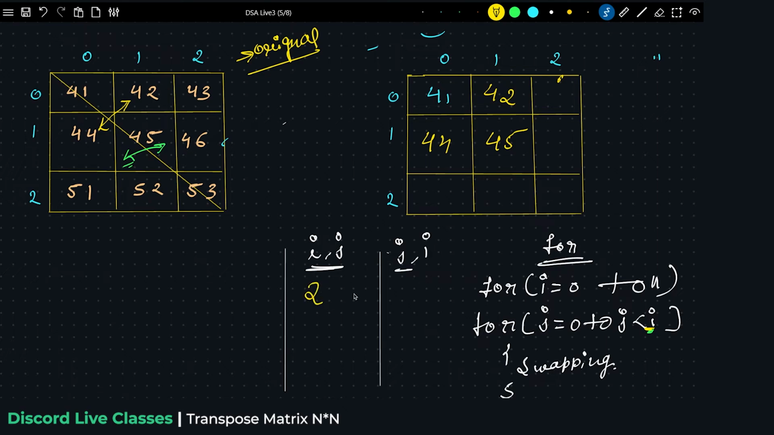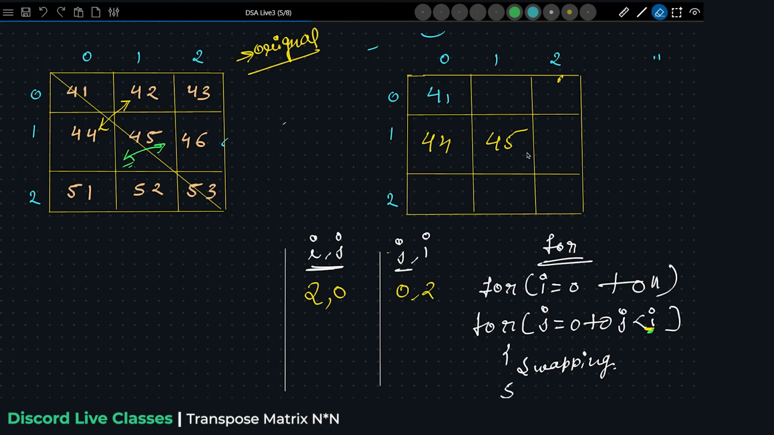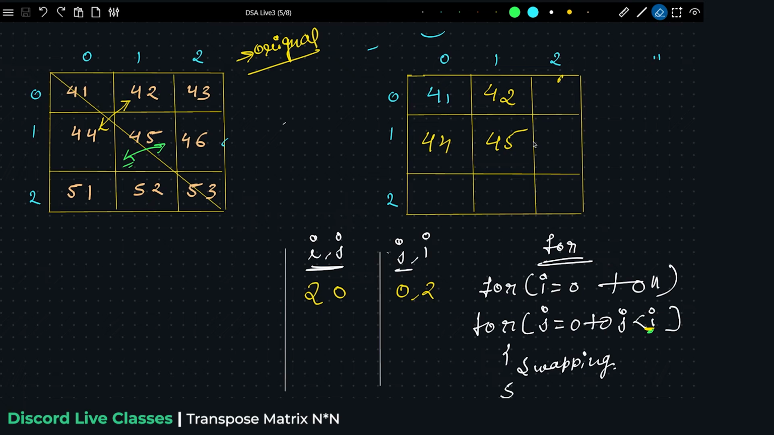I will become, I guess, 2, right? And 0 and 0 2. Up to 0 2, whatever the value is present, just swap the value with the 0 2. So what we will be doing? We will be... wait a second. 41. Wait. 0 2 present with the 2 0. It will change the position.